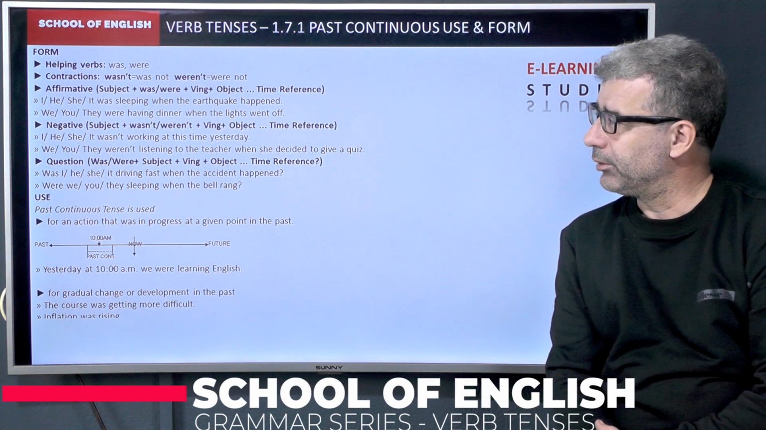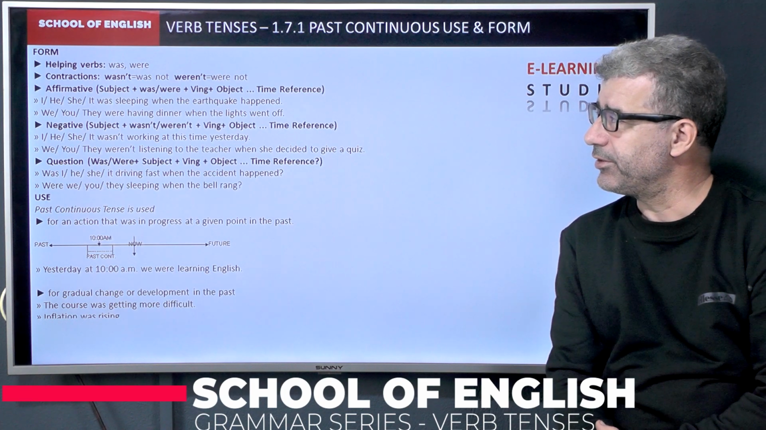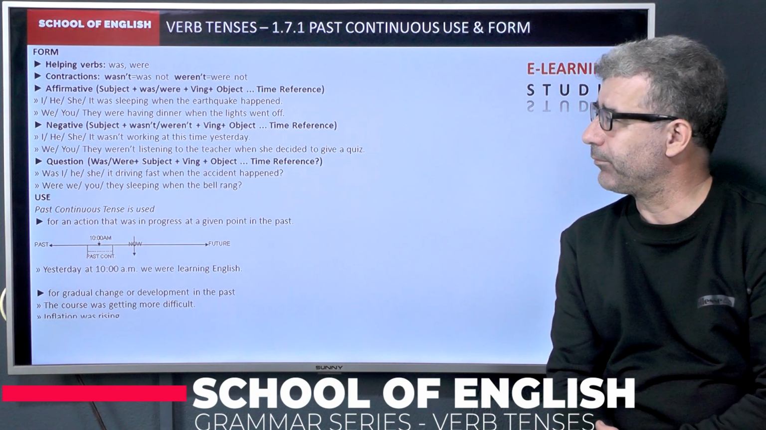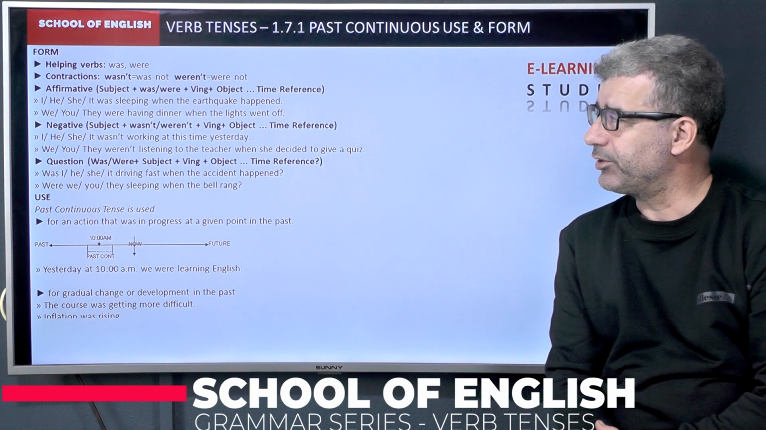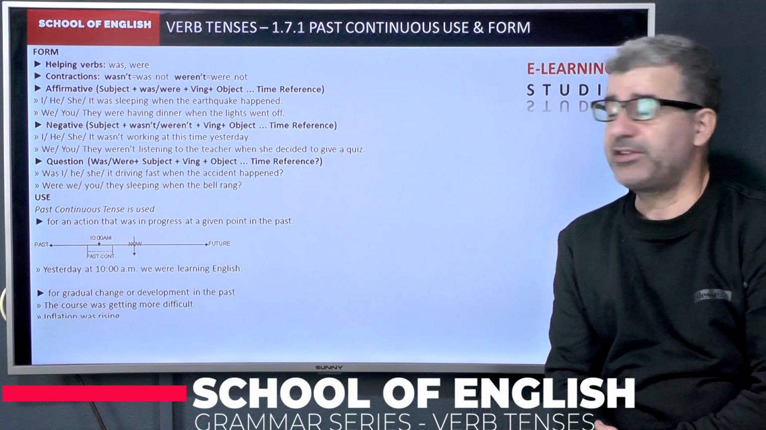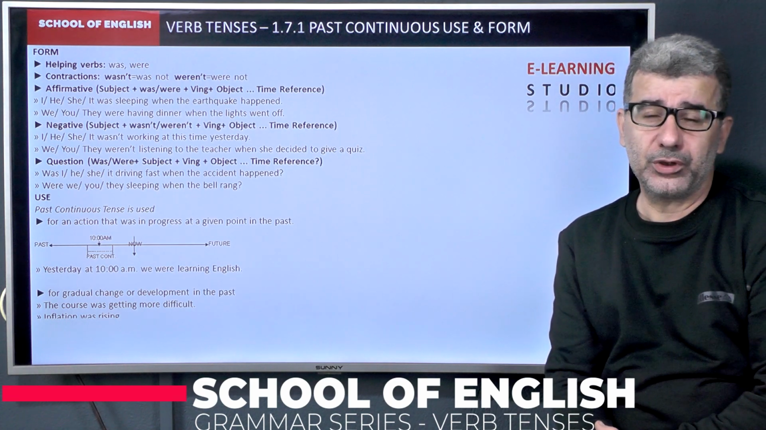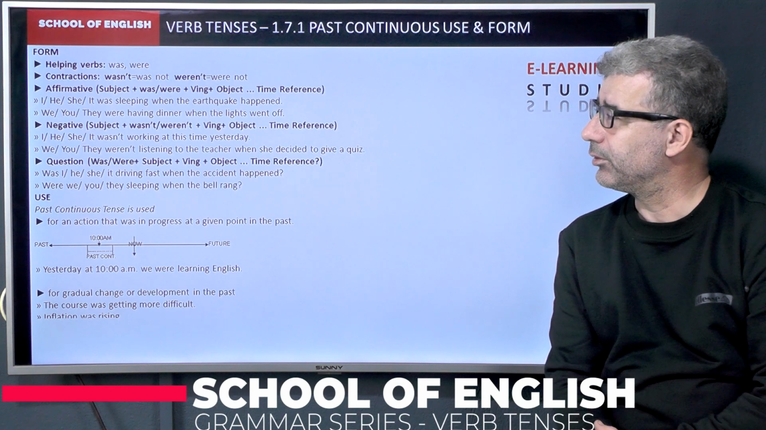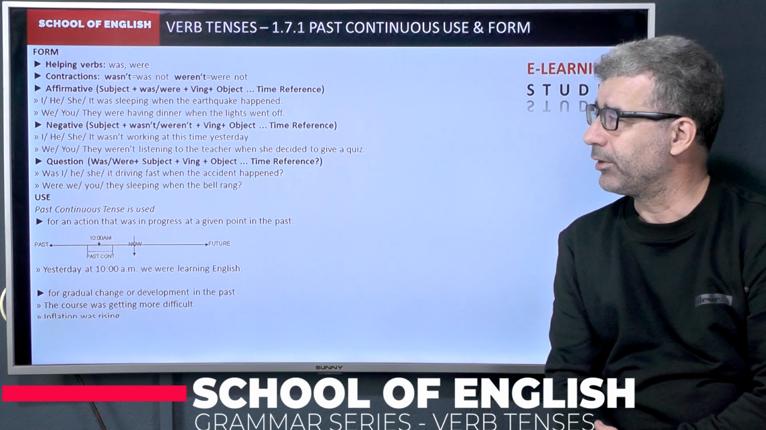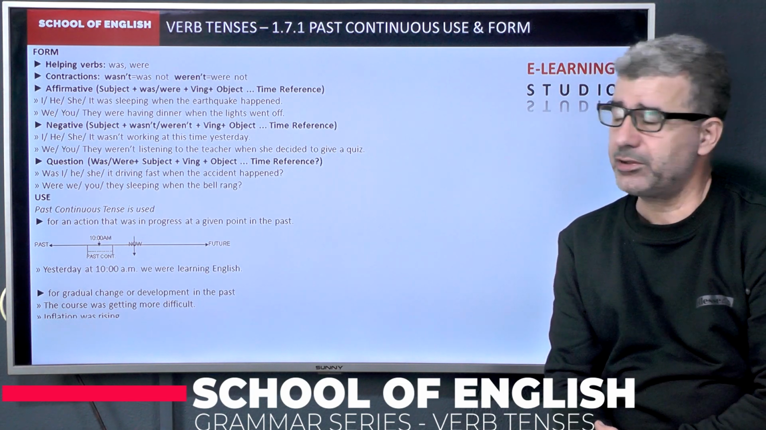Okay, how do we form positive sentences in past continuous tense? The other name for positive is affirmative, as you know. First we use a subject, then we use was or were according to the subject we use. Then, as it is a continuous tense, we need to use verb ing. Okay, that's the main formation for positive sentences. We use was for I, he, she, it, third person singulars.